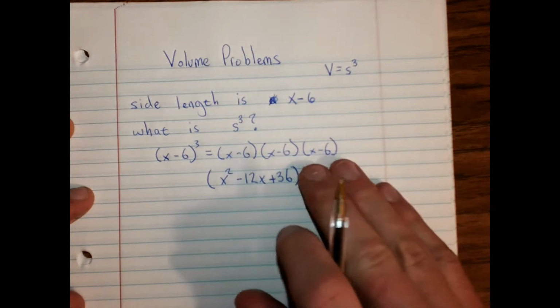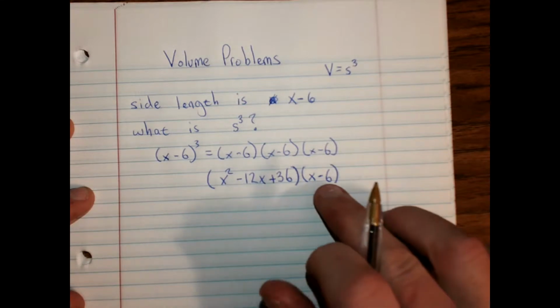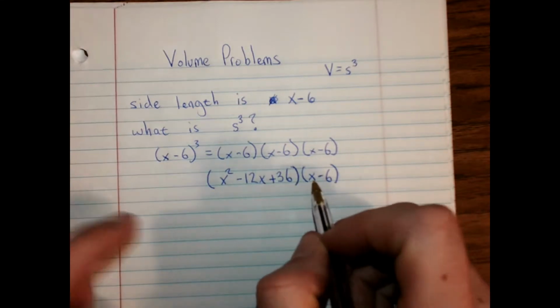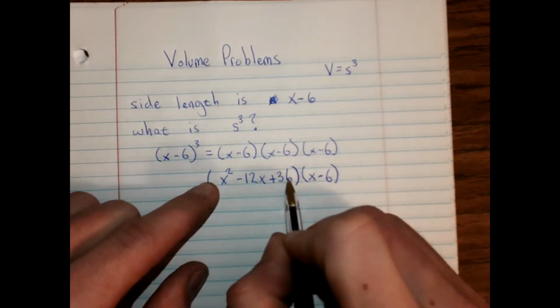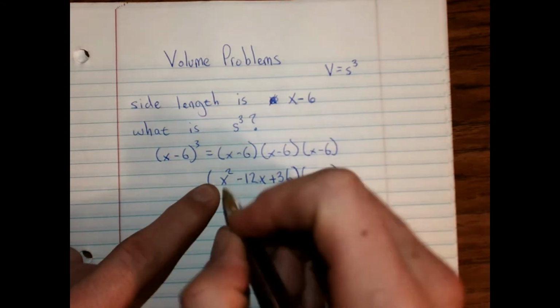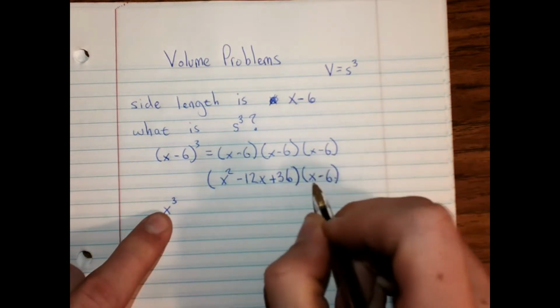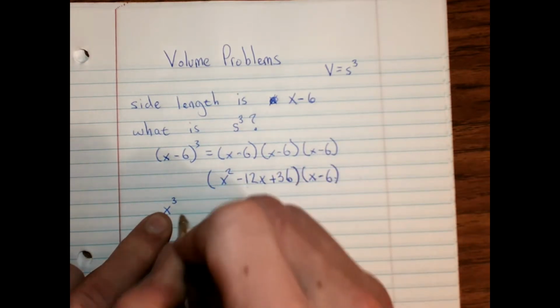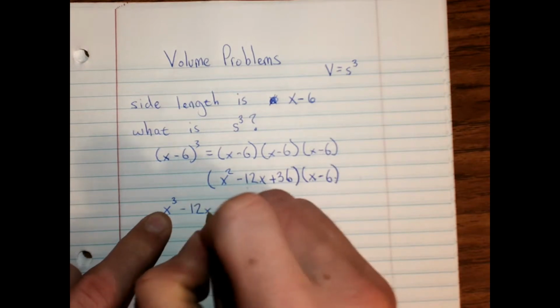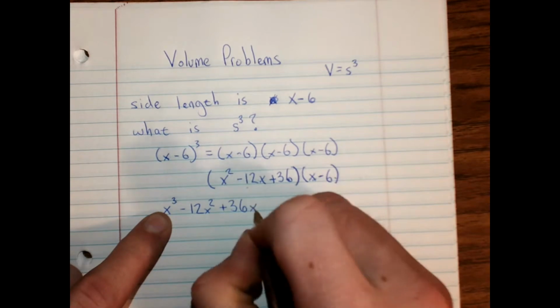So this was x minus 6 squared, and once we're done multiplying by this x minus 6, we will have x minus 6 cubed. Remember, x is going to multiply all 3 of these, and then negative 6 is going to multiply all 3 of these. And we'll combine like terms. So x squared times x is x cubed. x times negative 12x is negative 12x squared. x times 36 is positive 36x.